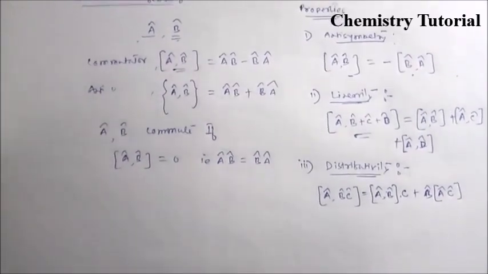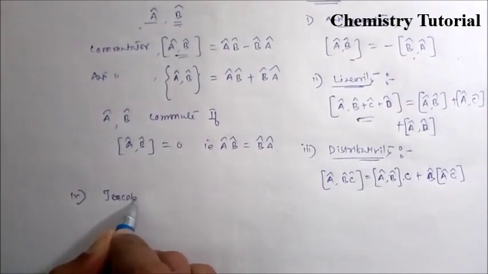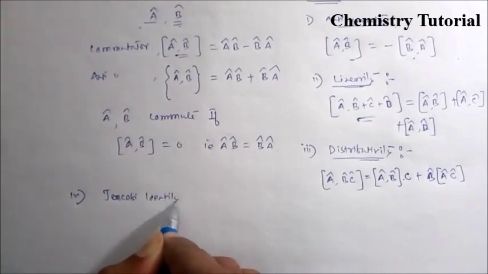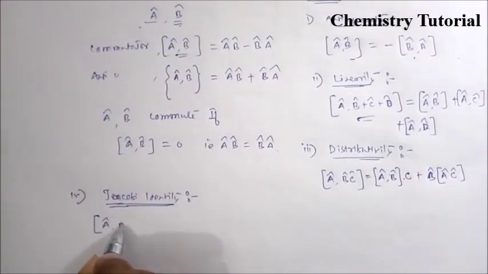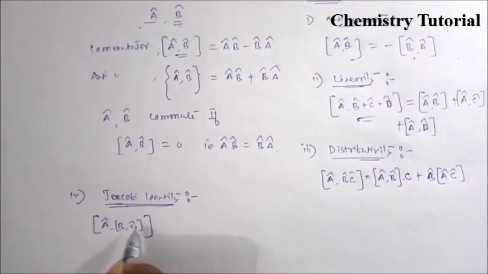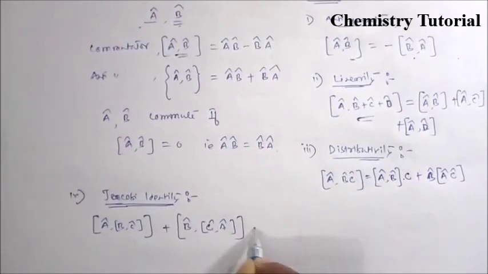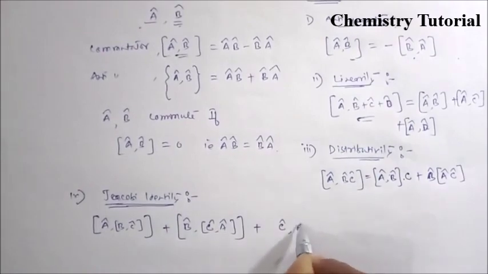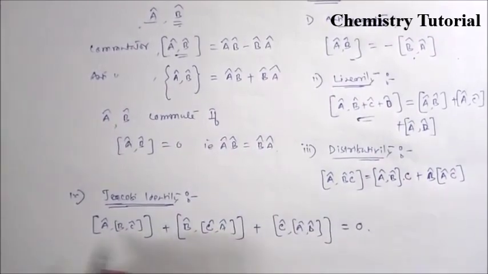There is another property that is known as the Jacobi identity. The commutator of A and the commutator of B and C, plus the commutator of B and the commutator of C and A, plus the commutator of C and the commutator of A and B, is equal to 0. This relation is known as the Jacobi identity.